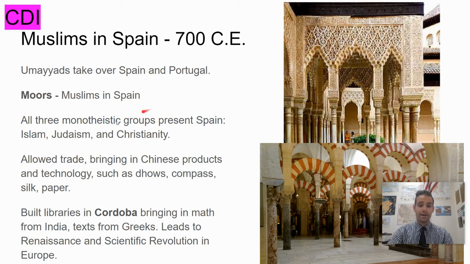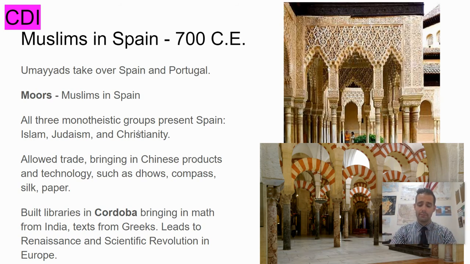This makes it when the Muslims show up, this makes three monotheistic groups, three religious groups who only believe in one God, all in Spain: Islam, Judaism, and Christianity. These three are not going to engage in syncretism, at least not on a religious level. We'll talk about the architecture in just a second, but it's not like you're going to take Christian elements and combine them with Islamic elements.